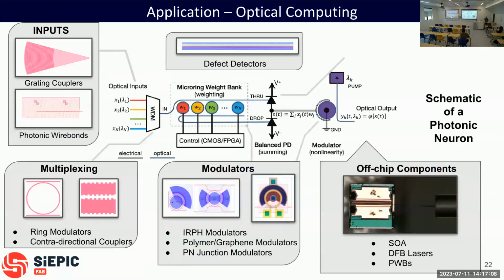Another area that we worked on is optical computing, which is a little different than quantum computing. This is basically doing classical computation, but using photons instead of electrons. So the concept here is, can we build an optical neural network in an optical circuit as opposed to an electrical circuit?